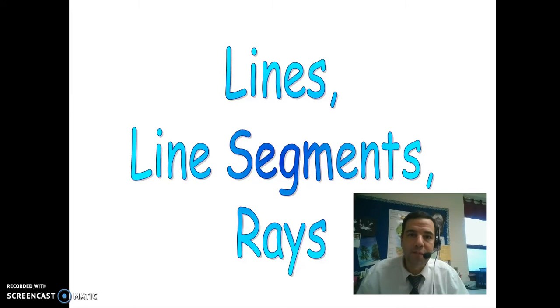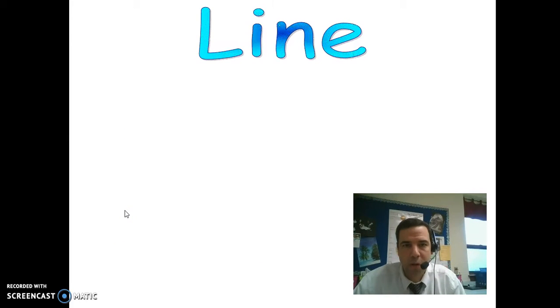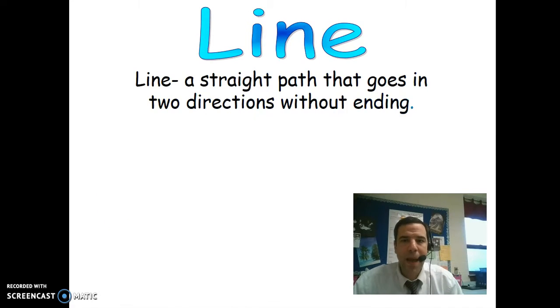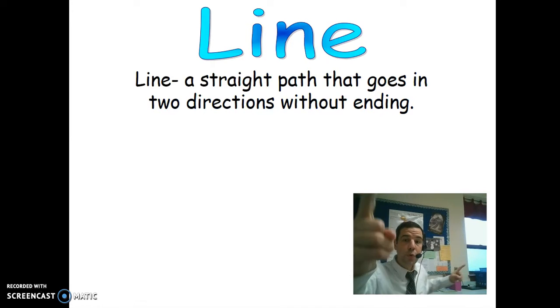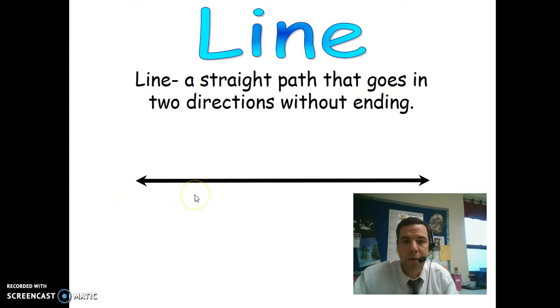Let's take a look at all of those definitions, and I'll also show you the hand-body motions in a little bit of a bigger picture. So the first one we're talking about is a line. I showed you the hand and body motion, but let's go over the definition. It's a straight path that goes on in two directions. It can go front to back or left to right. In other words, it looks like this. Notice that there are no endpoints, but you can draw endpoints on a line.